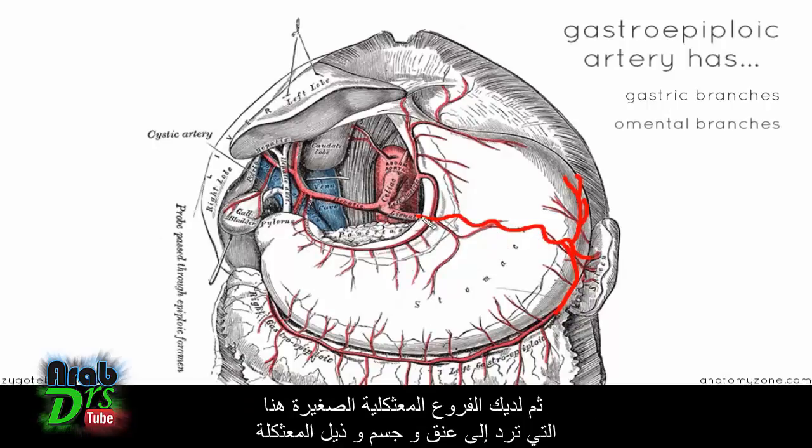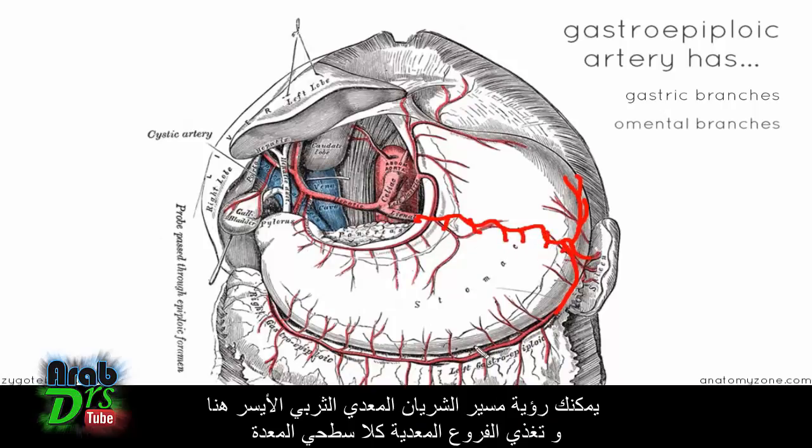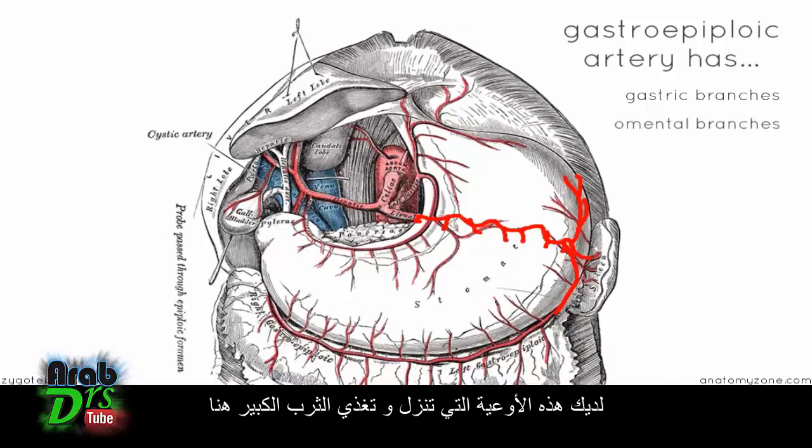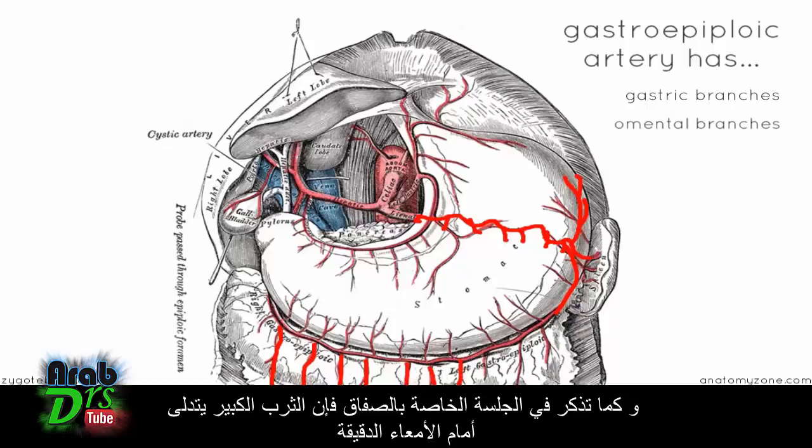And remember, you've got the little pancreatic branches here given off to the neck, body and tail of the pancreas. So you can see the left gastroepiploic artery running across here, and the gastric branches supplying both surfaces of the stomach, and you've got these vessels here which descend and supply the greater omentum. So if you remember in my peritoneal tutorial, the greater omentum hangs down in front of the small intestine.